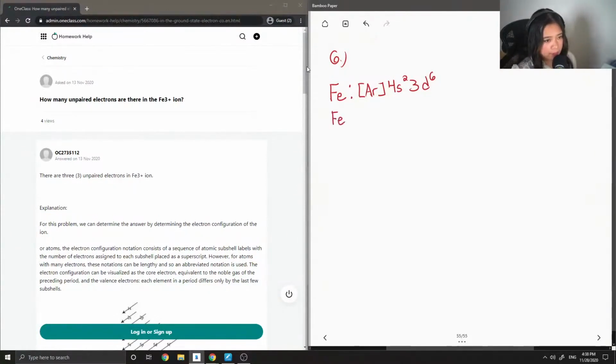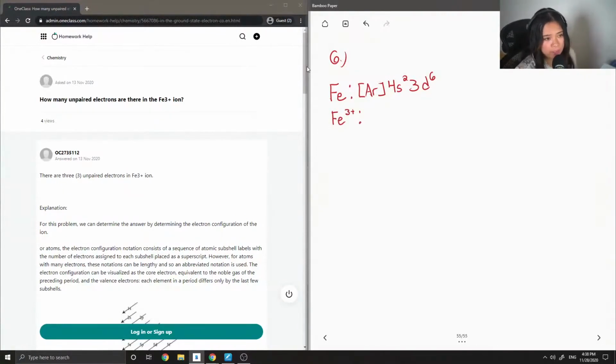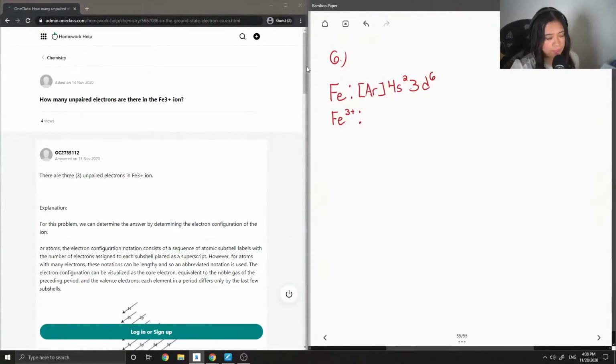when you have Fe3+, that means that 3 of these electrons were taken away. Since electrons have a negative charge, that means the iron now has a 3+ charge. And it has a new electron configuration, which is argon 4s2. And then instead of 3d6, we're going to subtract 3 electrons, and it is now 3d3.